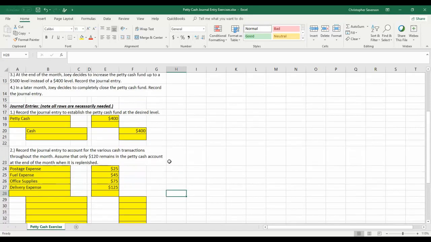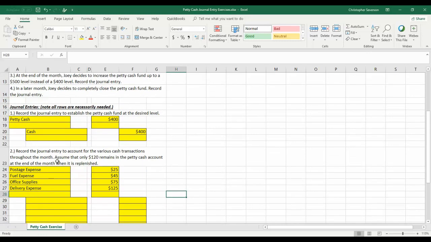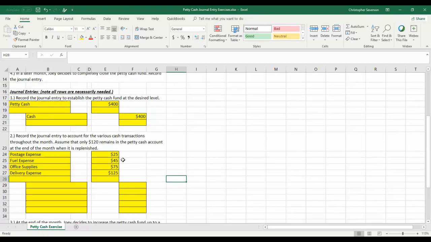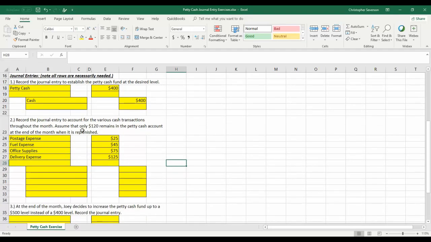Now with the replenishment, this journal entry is called the replenishment entry, we only have $120 left. We need to replenish it back up to the $400 level. So if we only have $120, we need to get to $400. That means we need $280 to put back in the petty cash fund, and that's coming out of cash. So we credit cash to reduce that, and we're pulling the cash out of the main cash account.